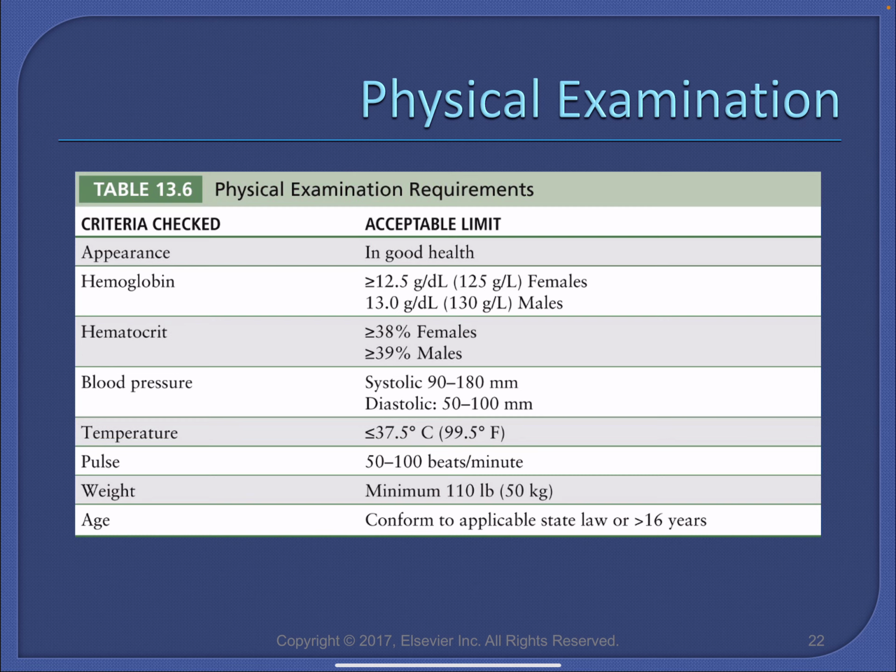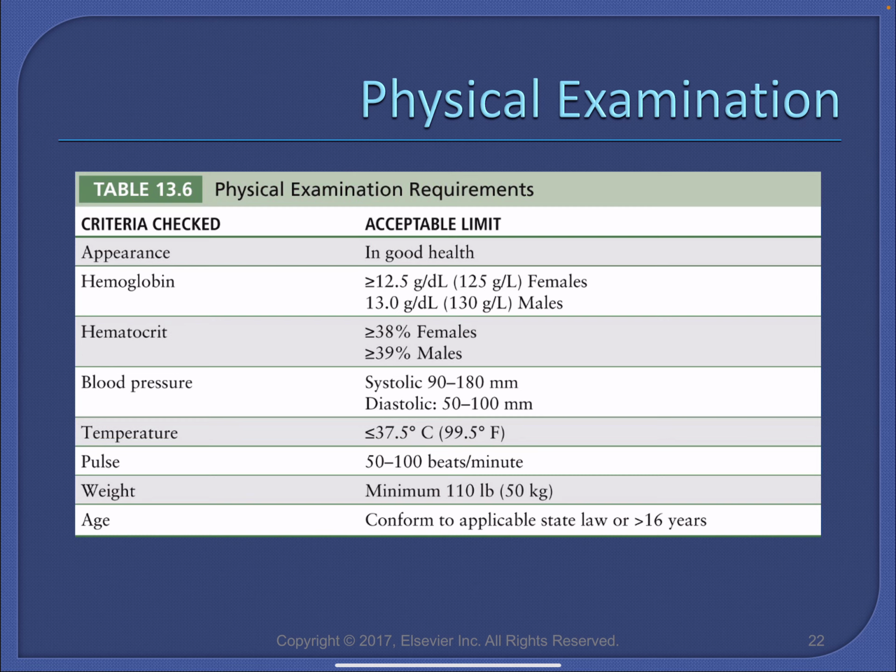Temperature should be less than 99.5. The pulse should be between 50 and 100 beats per minute. The body temperature could be taken in Celsius or Fahrenheit, and should not exceed 37.5 or 99.5, because an elevated temperature obviously could indicate some sort of infection, which could endanger the recipient. We want the blood pressure to be normal, the pulse between 50 and 100, and also the weight. The minimum weight for blood donations is 110 pounds, which is 50 kilograms. That is an FDA requirement.